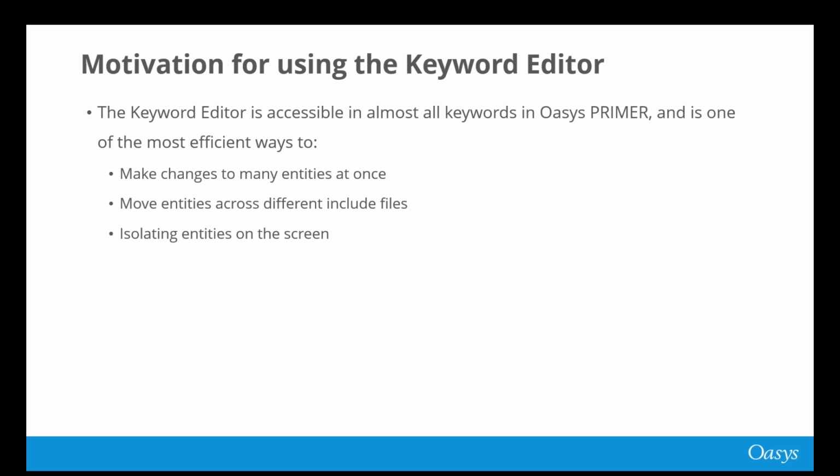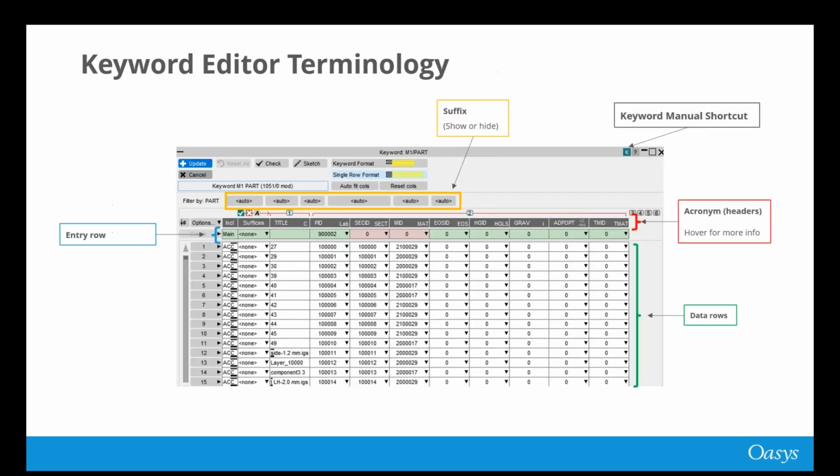Some of the main functions you can do in the keyword editor are, like I mentioned, making changes to many entities at once, or moving a bunch of entities across different include files. At the same time, through the keyword editor, you could also isolate certain entities on your current Oasys PRIMER screen. That's just the tip of the iceberg of what the keyword editor can do, and I'm going to follow along with more tips and tricks in the live demonstration.